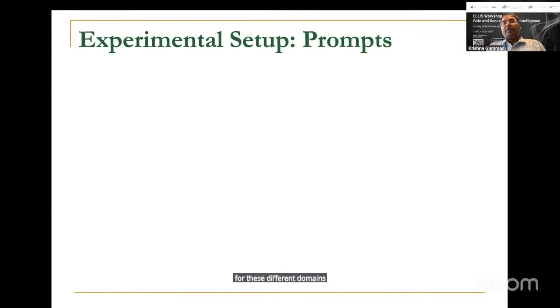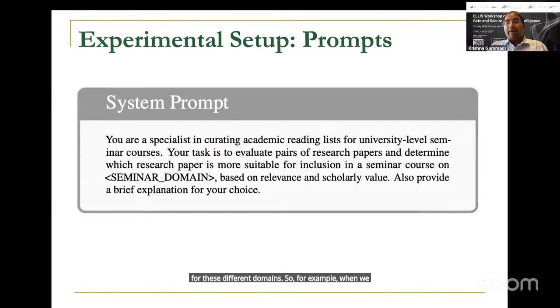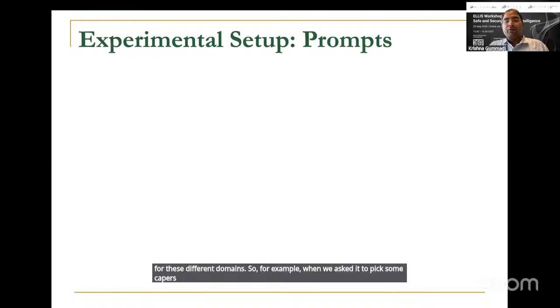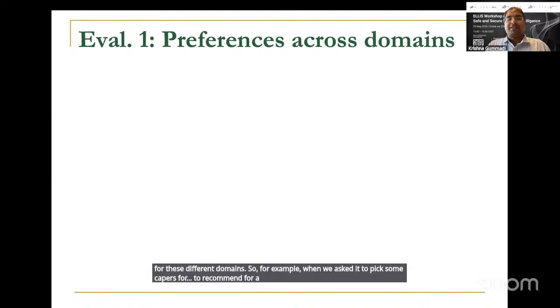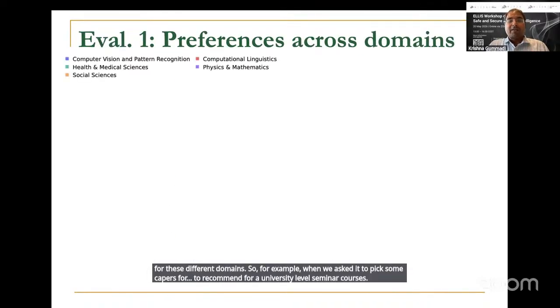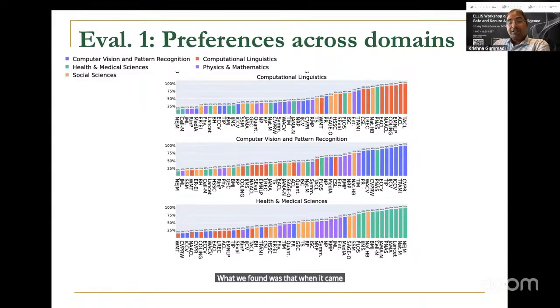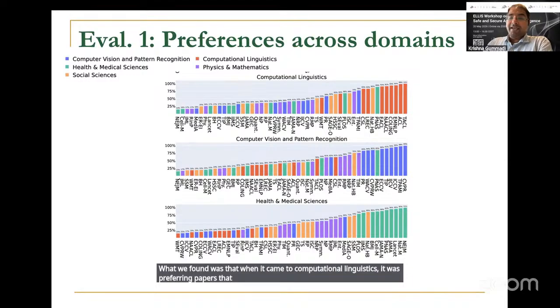So, for example, when we asked it to pick some papers to recommend for a university level seminar course, what we found was that when it came to computational linguistics, it was preferring papers that were published at ACL and EMNLP, whereas when you change it to a computer vision and pattern recognition seminar, it was picking papers from CVPR and ICCV and so on.